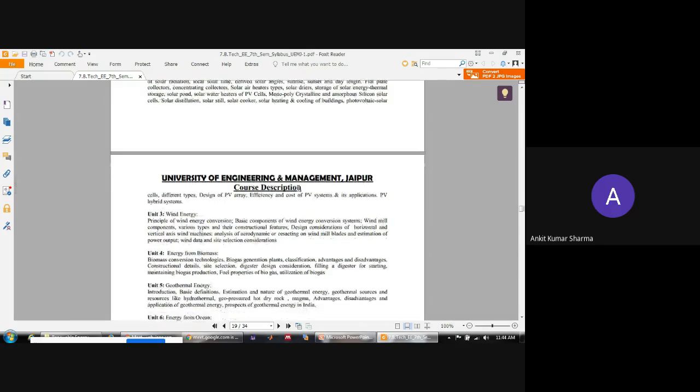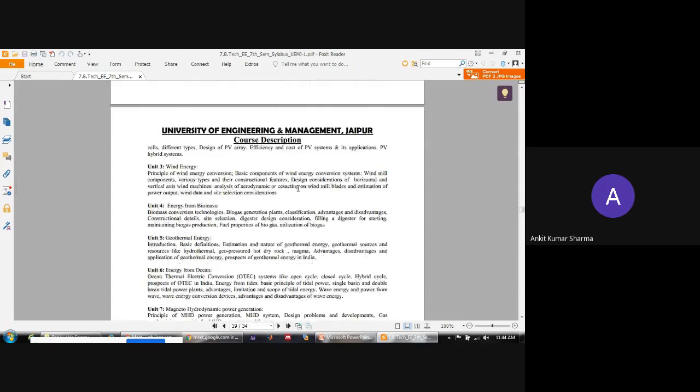In the fourth unit, we will discuss energy from biomass, and what the exact definition of biomass is, and biogas generation plant classification, their advantages, disadvantages, constructional point of view, site selection, and digester design considerations, and types such as the Pragati Maidan and Deen Bandhu biomass designs. We will discuss the Pragati Maidan design and differentiate it from the Deen Bandhu biomass design.